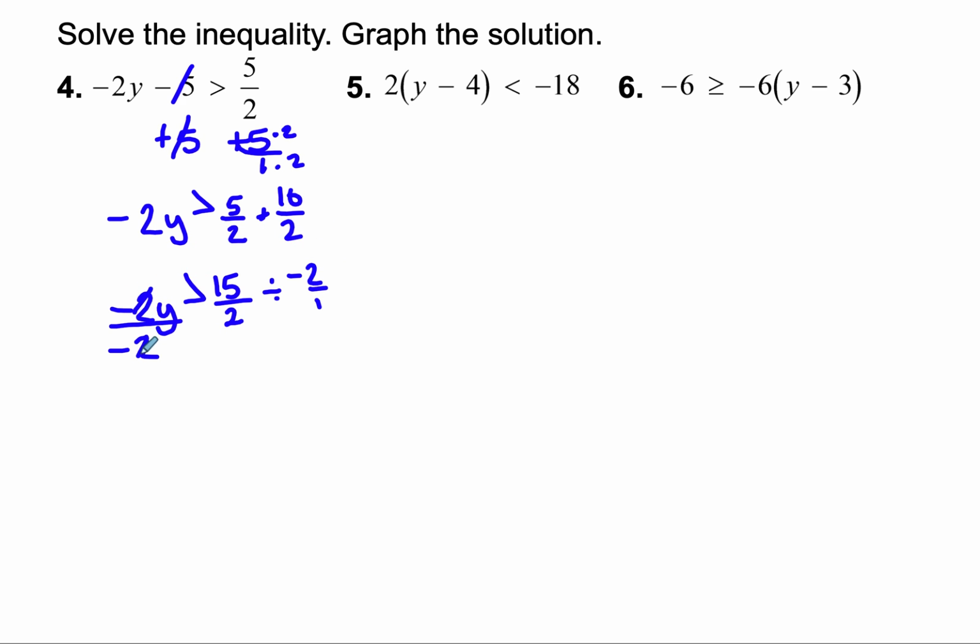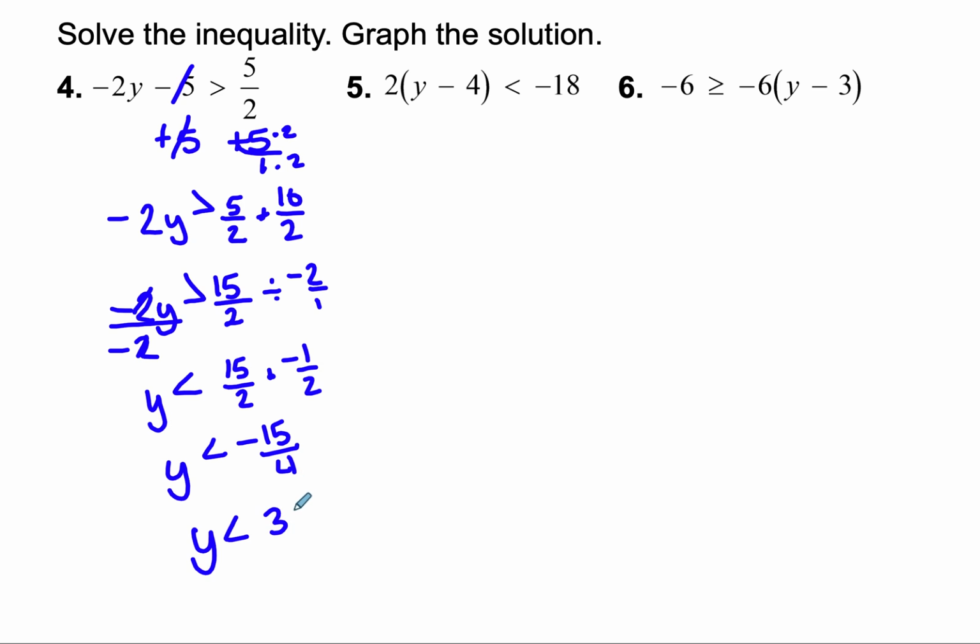Negative 2y divided by negative 2 equals positive 1y. Our inequality sign flips because I'm dividing by a negative number. Over here for my fraction division, I'm going to keep change flip. So 15 halves times negative 1 over 2. Nothing to cross cancel on this one. 15 times negative 1 is negative 15. 2 times 2 is 4. 4 goes into 15 3 times, with 3 as a remainder. So I have negative 3 and 3/4. So y is less than negative 3 and 3/4.